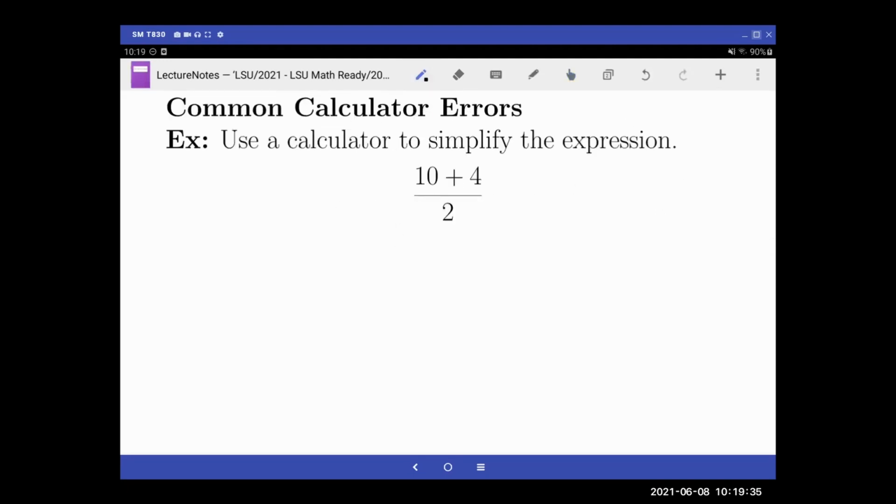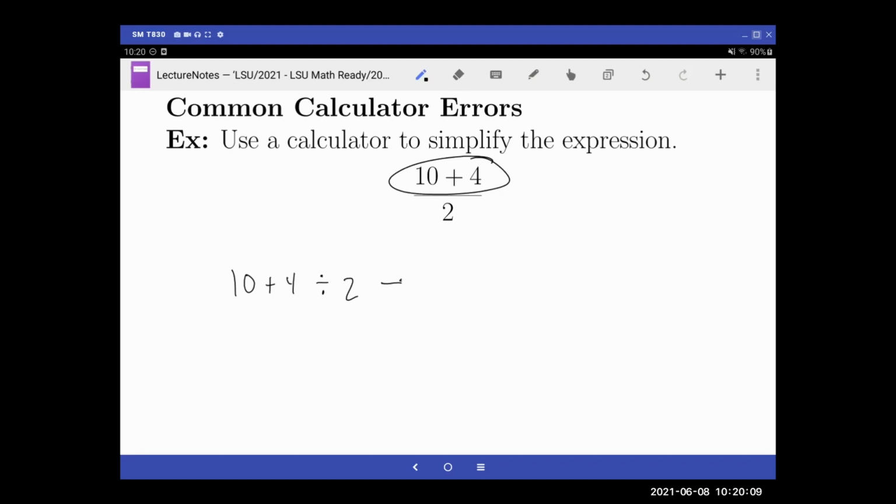This one I did want to talk about really quick. I do want to show you a trick to remember whenever you are taking any math class, and you probably already know this, but just in case you don't, let's talk about it. If you're given an expression like this, and you're using your calculator to figure it out, don't type in 10 plus 4 divided by 2, right? Because that's not correct. 10 plus 4 is a grouping symbol, or the fraction bar is a grouping symbol. So 10 plus 4 is 14. Divide that by 2, okay?